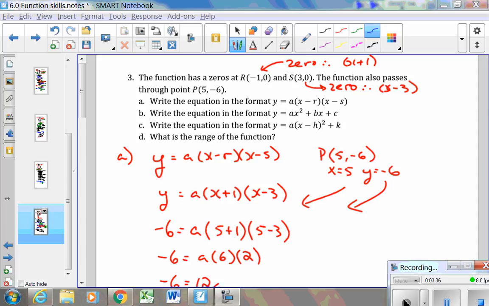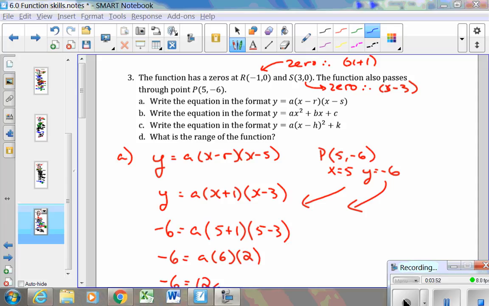The other question 3, given some information, how do you find the equation when you have pieces of the puzzle given to you? This one's a little bit different again. Because we gave you zeros this time, negative 1 and 0, 3 and 0, if you know where the zeros are, you actually know the factors.